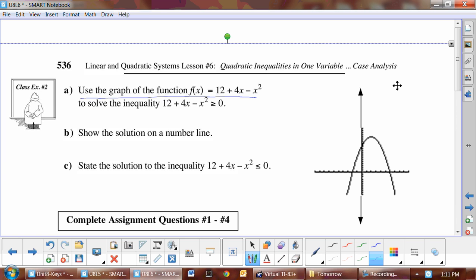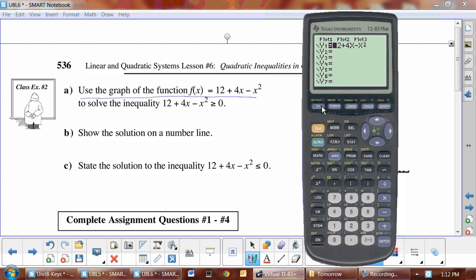Okay. So then you look at this and you say, okay, they're looking to solve where 12 plus 4x minus x squared is greater than 0. So we know that is this part of the graph here. So if this was a multiple choice question, I would make my y2 equal to 0. And I'd find my x-intercepts. Enter, enter.